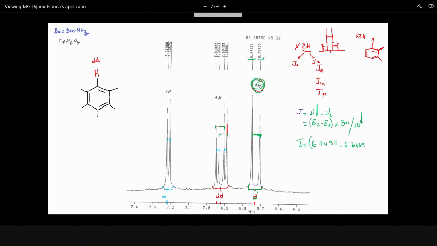What is the value of B0 here? It is given here, 300 megahertz. So I make the multiplication by 300 and I divide everything by 10 to the power 6. So what is the value? Can you do the calculation, or have you done the calculation?